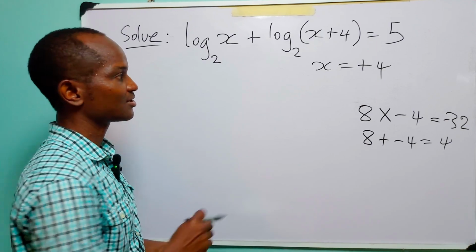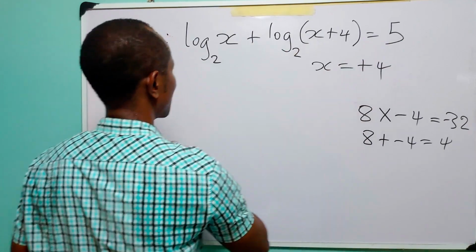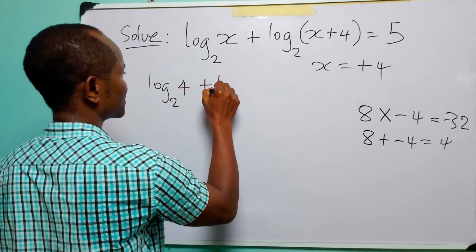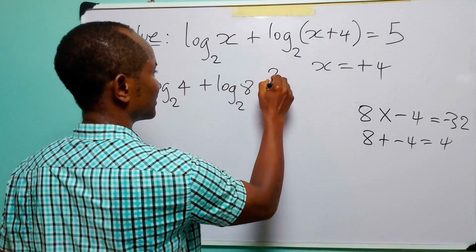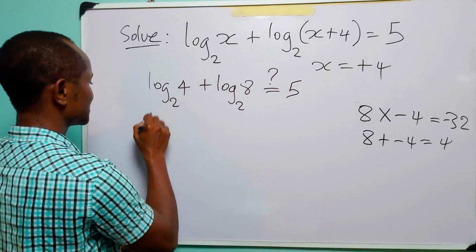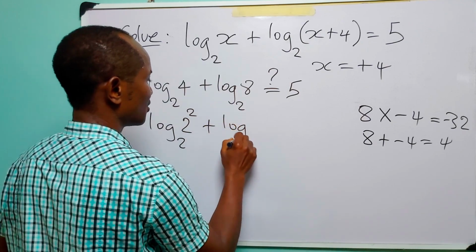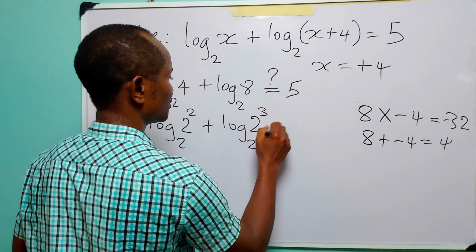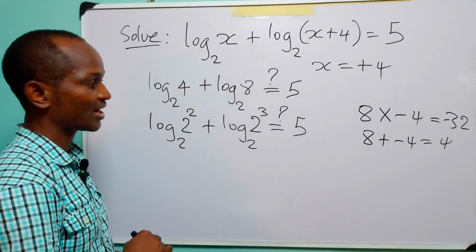Now to check our answer, let us substitute x equal to plus 4 into this equation and see if we get 5. So we have log base 2 of 4 plus log base 2 of 4 plus 4, which is 8, is equal to 5. Now 4 is 2 squared, so this is log base 2 of 2 squared plus log base 2 of 8, and 8 is 2 cubed. And we are testing to know if this is equal to 5.